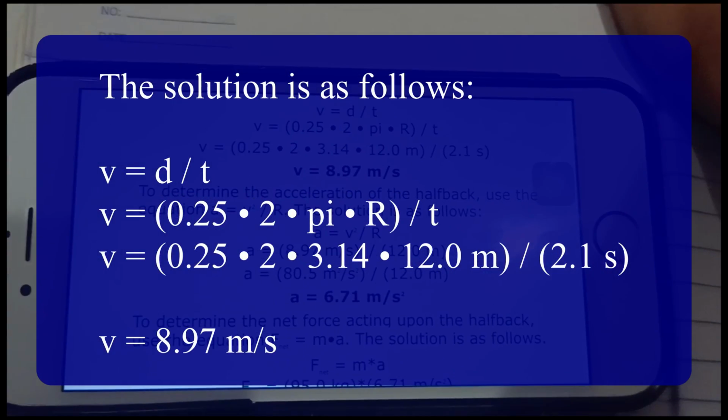So v equals d over time. Substitute the values. So v equals 0.25 times 2 times pi times r divided by time. So v is equal to 0.25 times 2 times 3.14 times 12.0 meters divided by 2.1 seconds. So the value of our speed, or v, is equal to 8.97 meters per second.